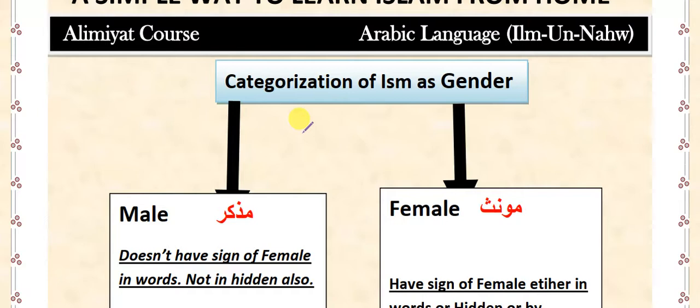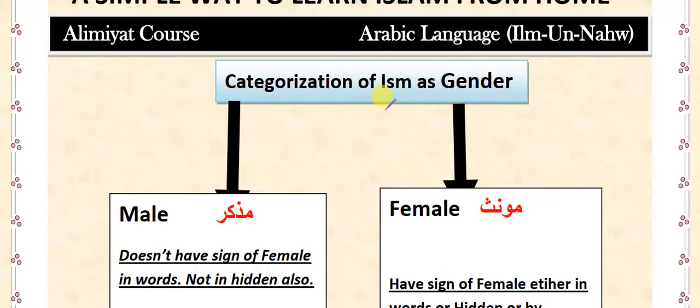In the chapter on categorization of ism as gender, we are going to learn some rules which will help us recognize whether the ism is female or male. In the properties of ism, we have learned that gender is also a property of ism. Here I wrote the categorization of ism. I didn't write the categorization of word.